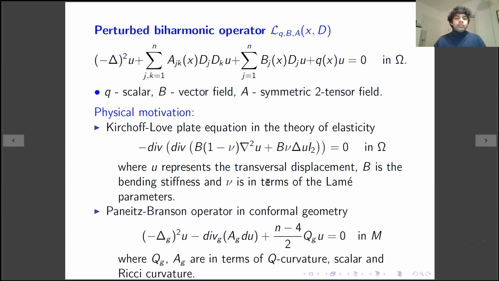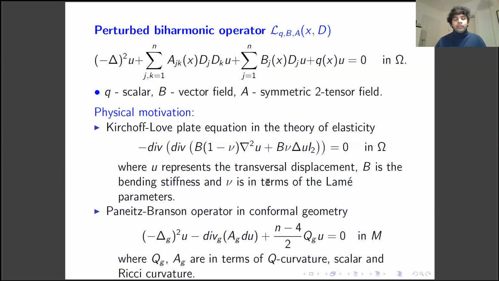And in this plate equation, U represents the transversal displacement, B is the bending stiffness, and mu is the coefficient associated to the Lamé parameters. So even if we assume these are isotropic, then we can formulate it into some part of the biharmonic operator. And there's one more example that I want to mention here.